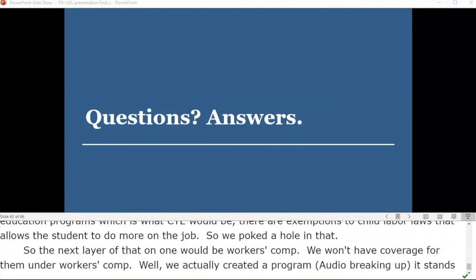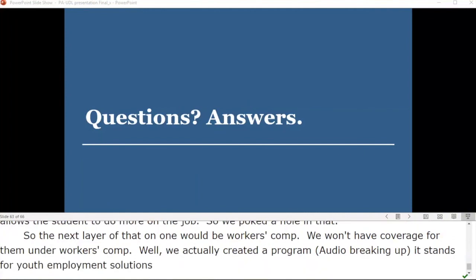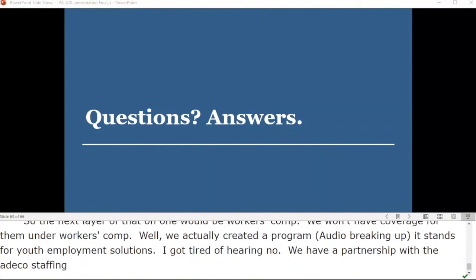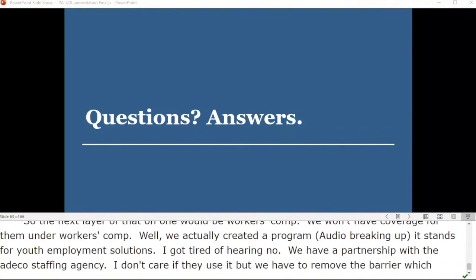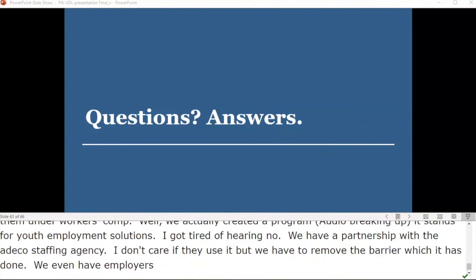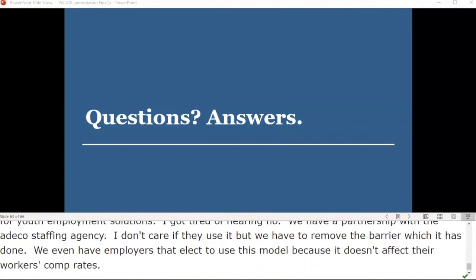The YES program is a partnership we have with the DECO staffing agency, where those students will be on their payroll and their workers' comp. It's one of those things where I don't care if they use it, but we just have to remove the barrier, which it has done. We even have employers that elect to use this model because it doesn't affect their workers' comp rates. And they say it's quick, easy, and effective. And so they will use it, but it also drives a conversation.